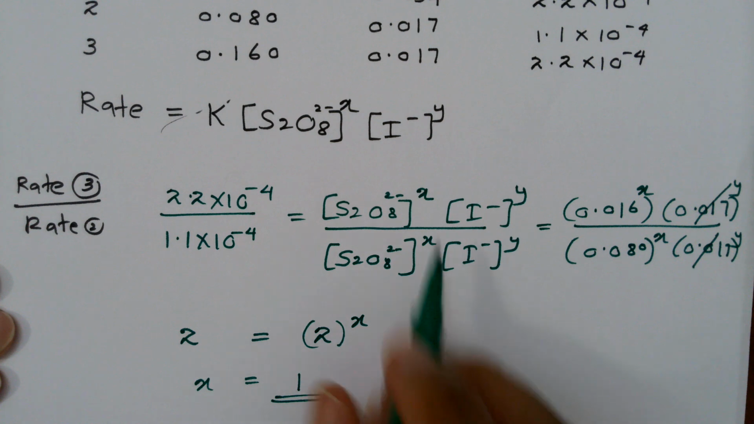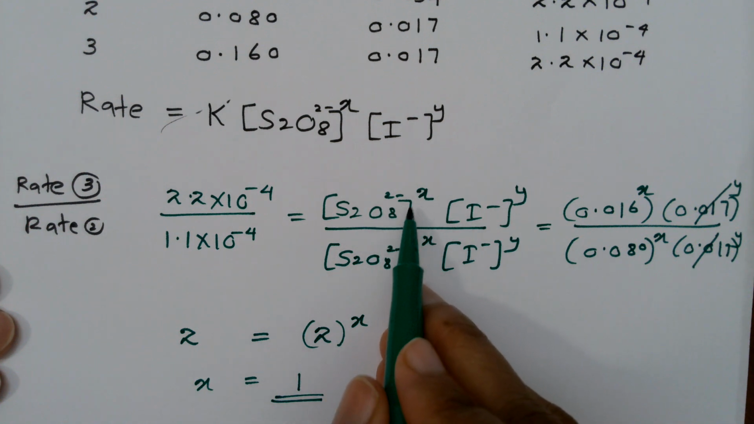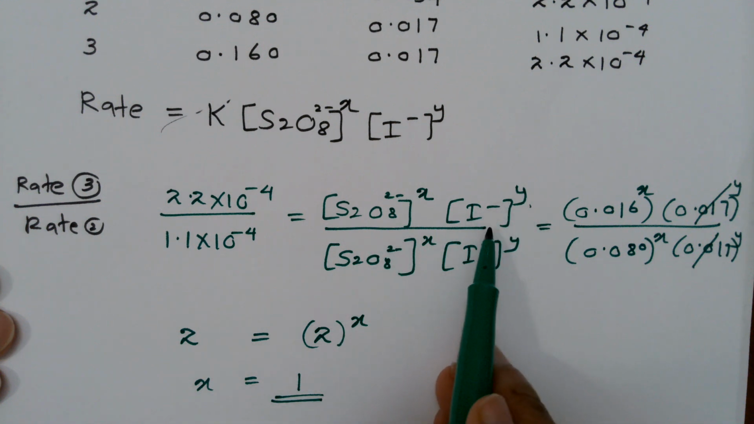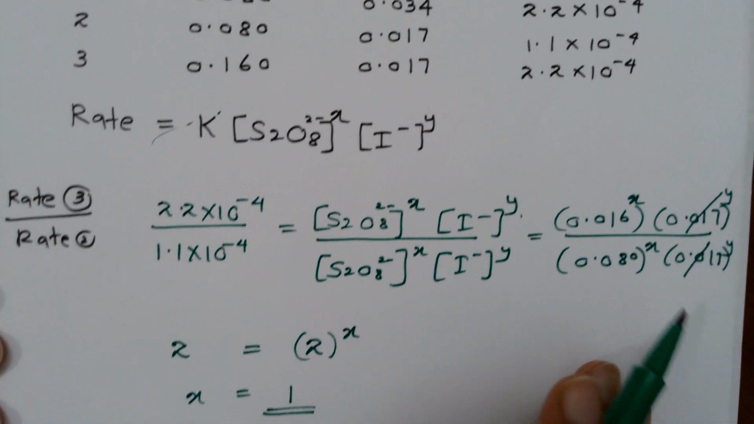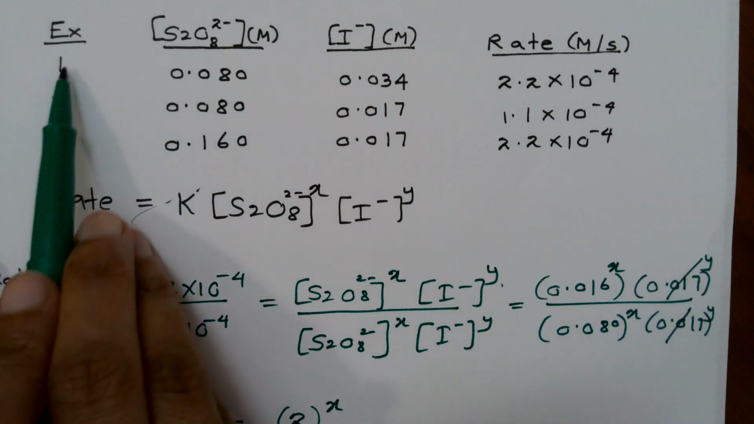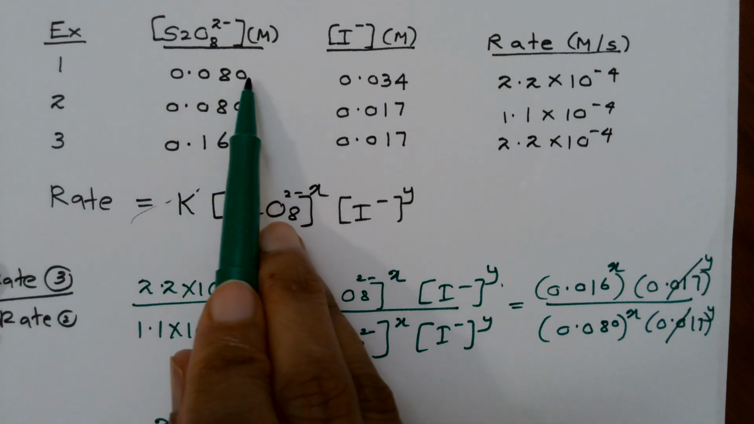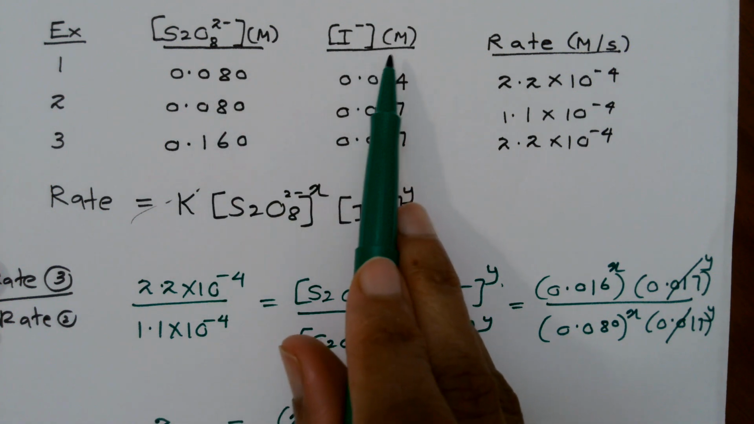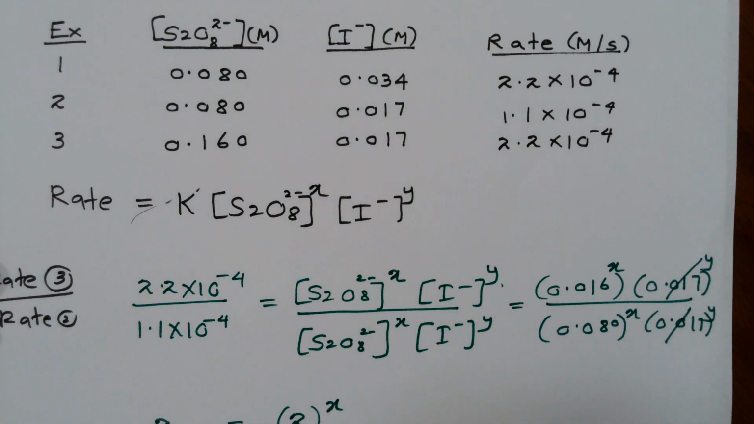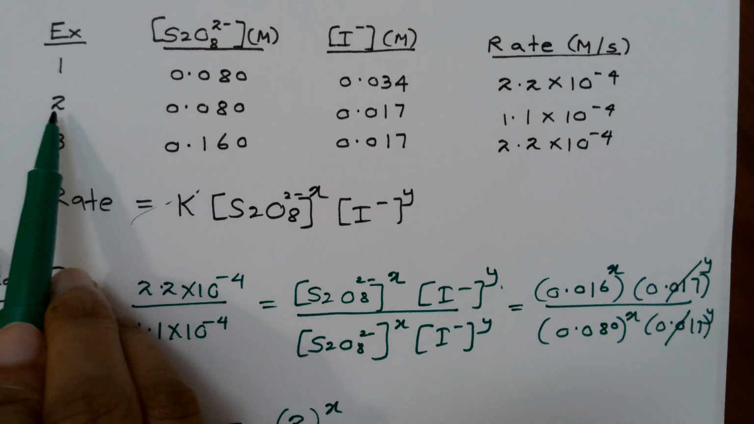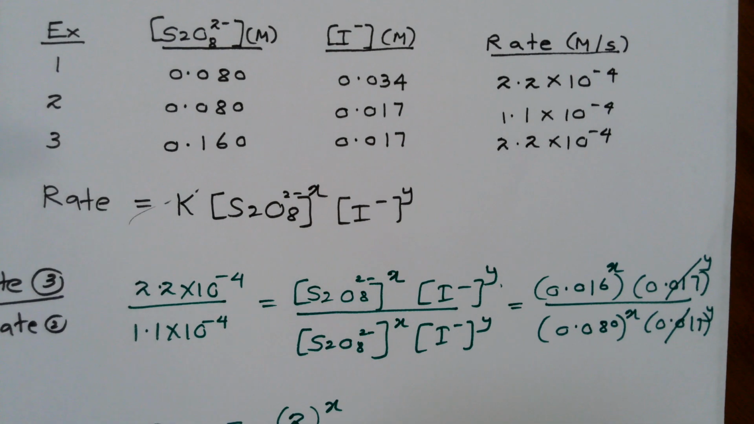So we found out the order in terms of S2O8 already. Now let's find out y, the order in terms of I minus. For that, let's pick two sets of experimental data that have equal S2O8 concentration. If we pick experiment 1 and experiment 2, in both the S2O8 concentrations are the same. So then we can calculate y in terms of I minus concentration. Let's apply the same method. I'm going to divide equation 1 by equation 2, rate 1 divided by rate 2.